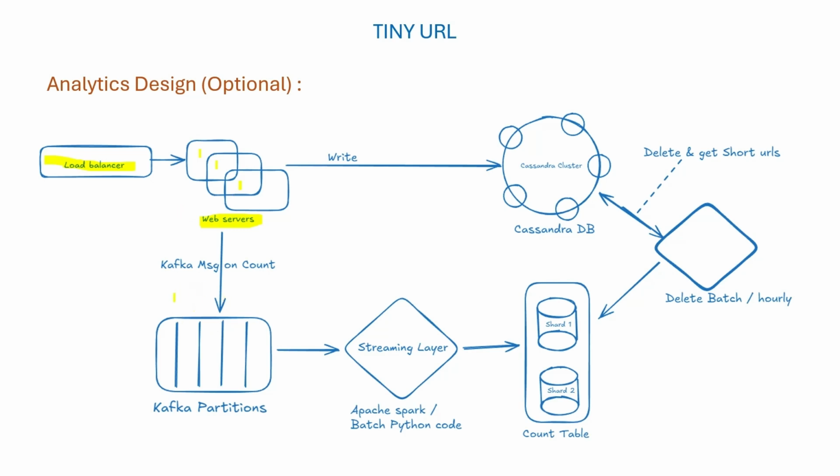Now, for the Kafka messages, we can use partitions to handle the huge volume, and all these published messages would be consumed by a streaming layer. We can use Apache Spark or any Python code where it can process the consumed records in mini batches. Either Apache Spark or Python code can handle the mini batches.